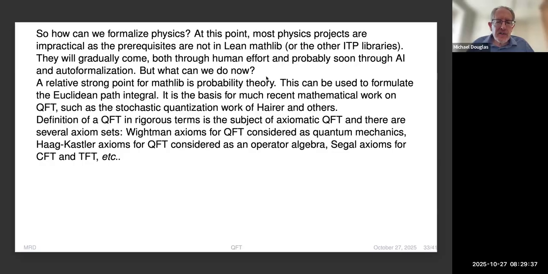And there are others. For example, you can regard quantum field theory as an example of quantum mechanics, which it certainly is, and then there are the Wightman axioms. But the prerequisites for quantum mechanics in MathLib are much, much weaker than the prerequisites for probability theory. There is Hilbert space, but there's hardly any PDE, not to mention the things that you would need for quantum field theory. So that would have been a very hard way to go.